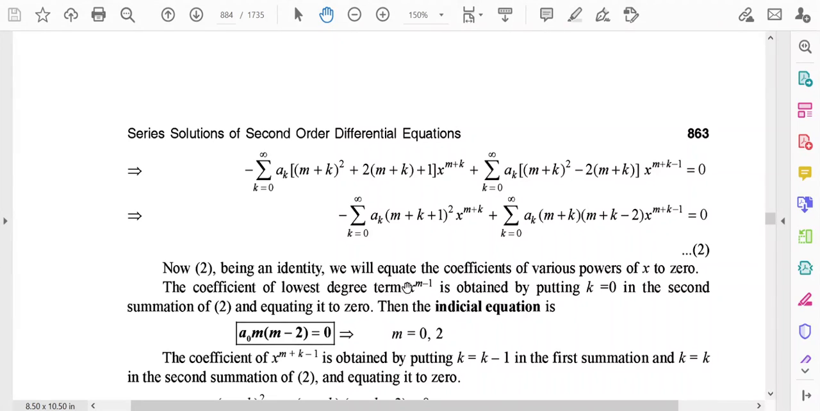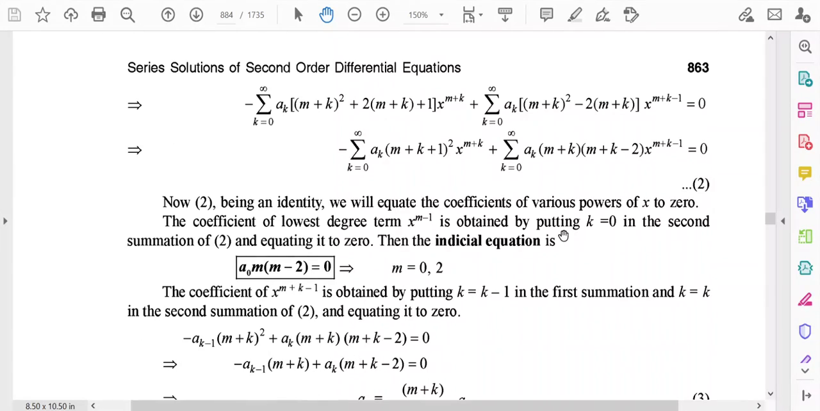Now what we have to do, we have to calculate the coefficient of the lowest power of x, that means x to the power m minus 1, because you see the power of x is m plus k minus 1. So we have to calculate the coefficient of the lowest degree term x to the power m minus 1, and for that purpose we have to put k is equal to 0 only in the second term and equate it to 0. So after equating to 0, we are obtaining m is equal to 0, 2. So they are two distinct roots and they differ by an integer.